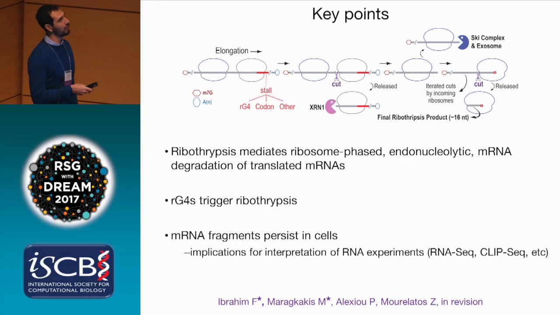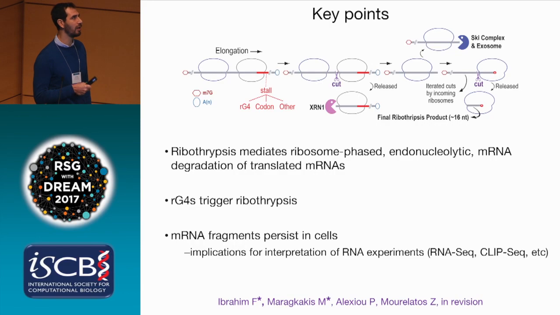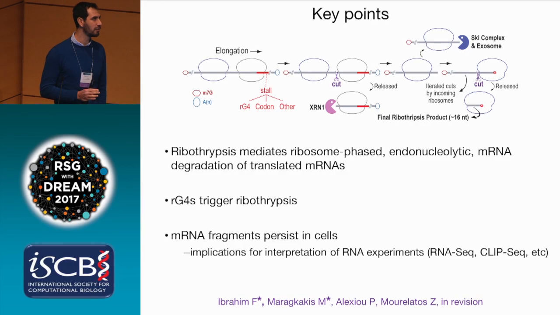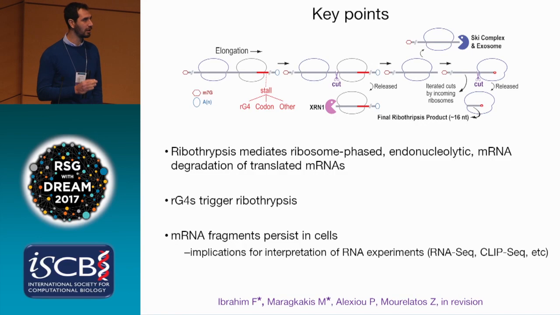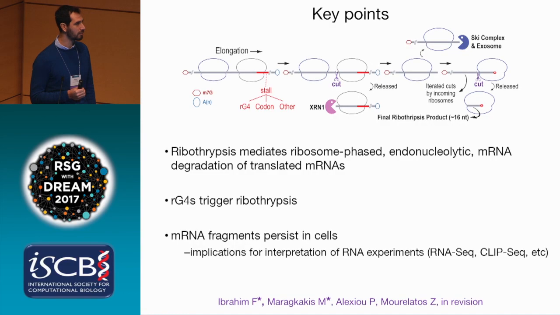So I will close with the last slide with the key takeaway points. The first one is that Ribothrypsis mediates ribosome-phased endonucleolytic mRNA degradation of translated mRNAs. That RG4s likely trigger Ribothrypsis. And most importantly, that mRNA fragments persist in cells. And this has a big implication for the interpretation of RNA experiments, including RNA-seq and CLIP-seq, where we maybe have to redefine what we are actually measuring with these protocols.